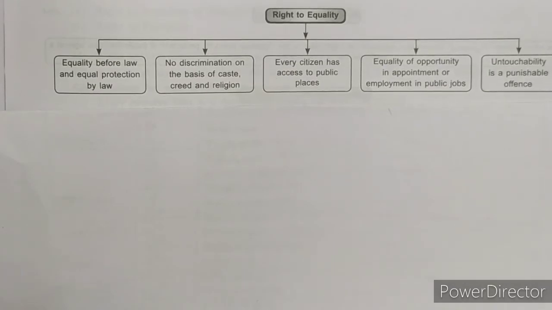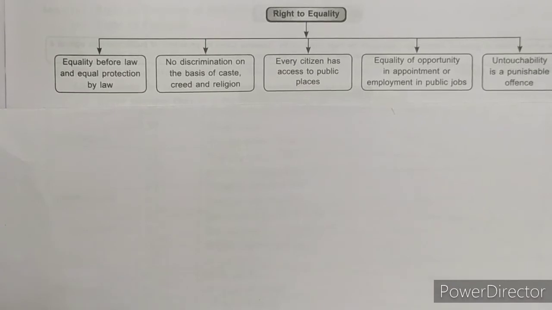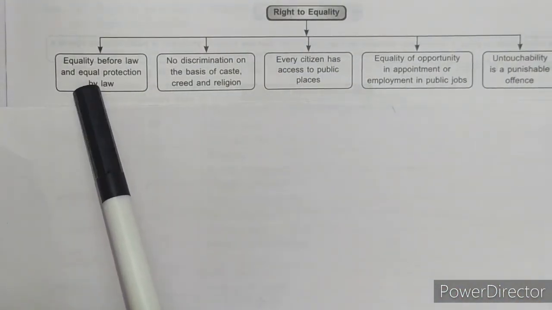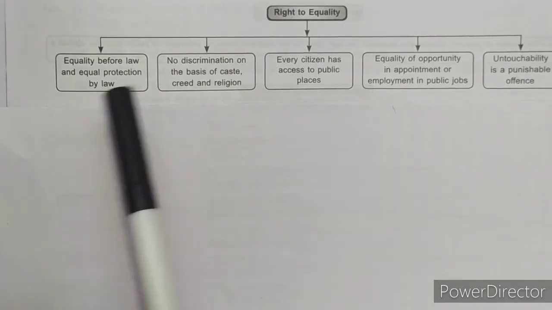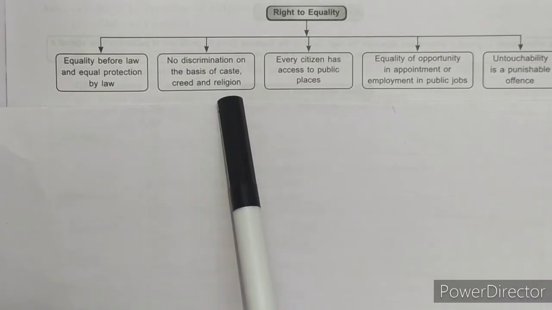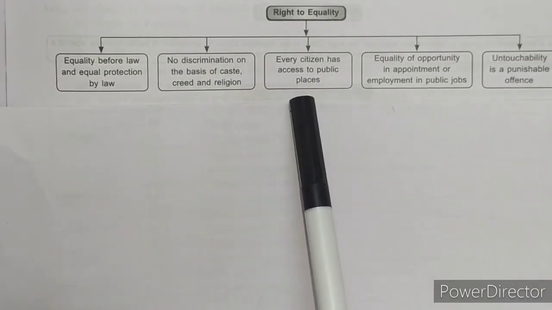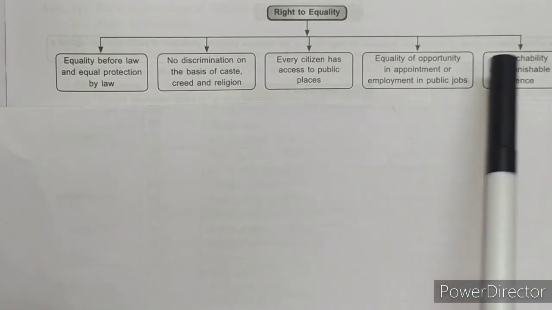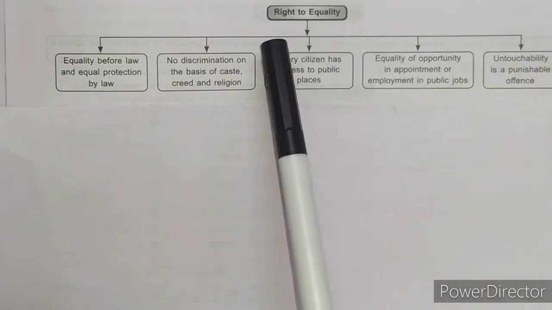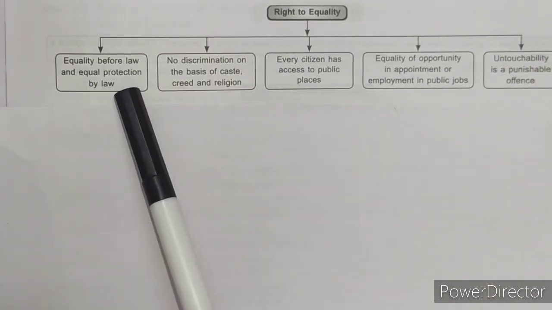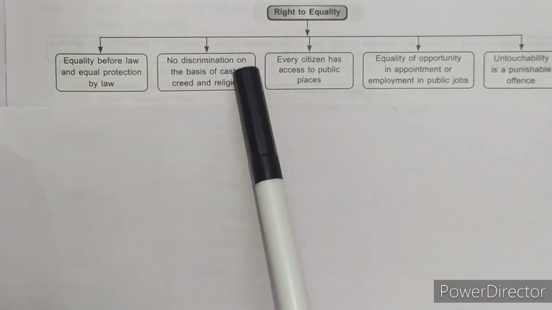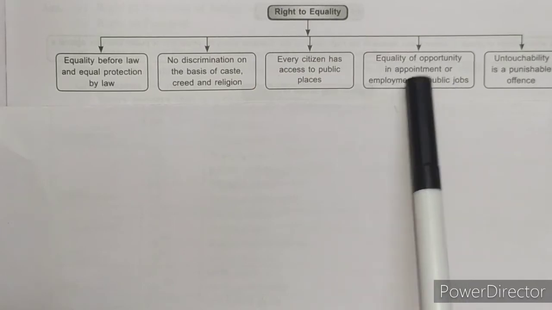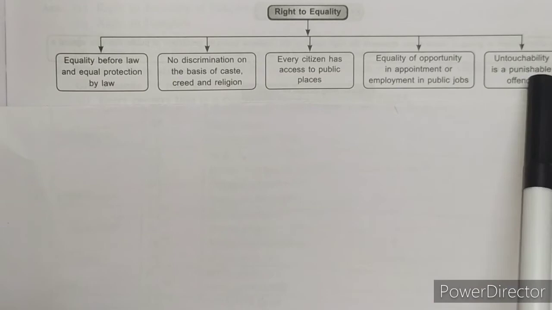Our Indian Constitution provides for the right to equality. According to it, every Indian citizen is equal in the eyes of the law. The right to equality is divided into some segments. First, equality before law and equal protection by law. Next, no discrimination on the basis of caste, creed and religion. Every citizen has access to public places. Equality of opportunity in appointment or employment in public jobs. Untouchability is a punishable offense. I'm going to repeat: the right to equality is divided into these segments: equality before law and equal protection by law; no discrimination on the basis of caste, creed and religion; access to public places; equality of opportunity in public jobs; and untouchability is a punishable offense.